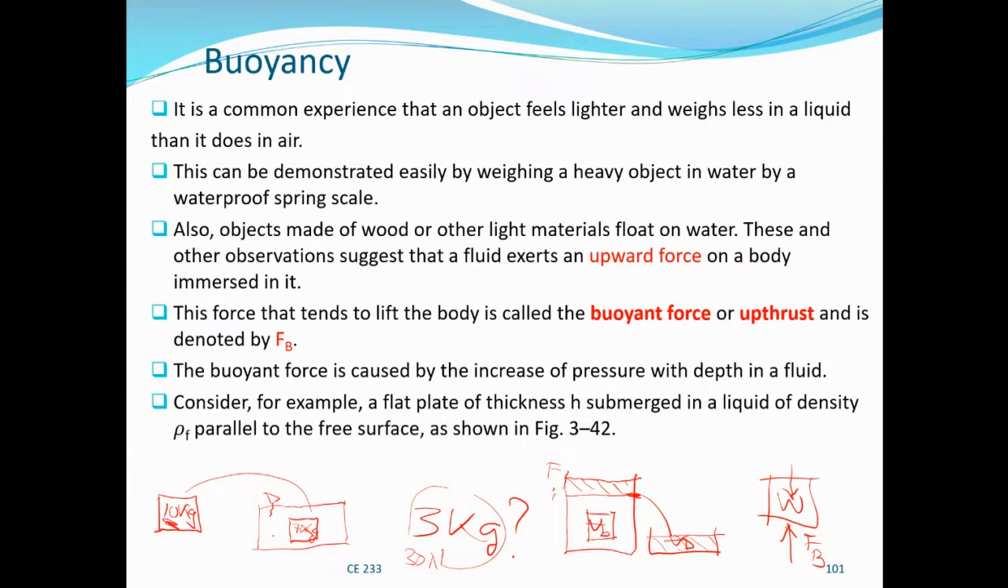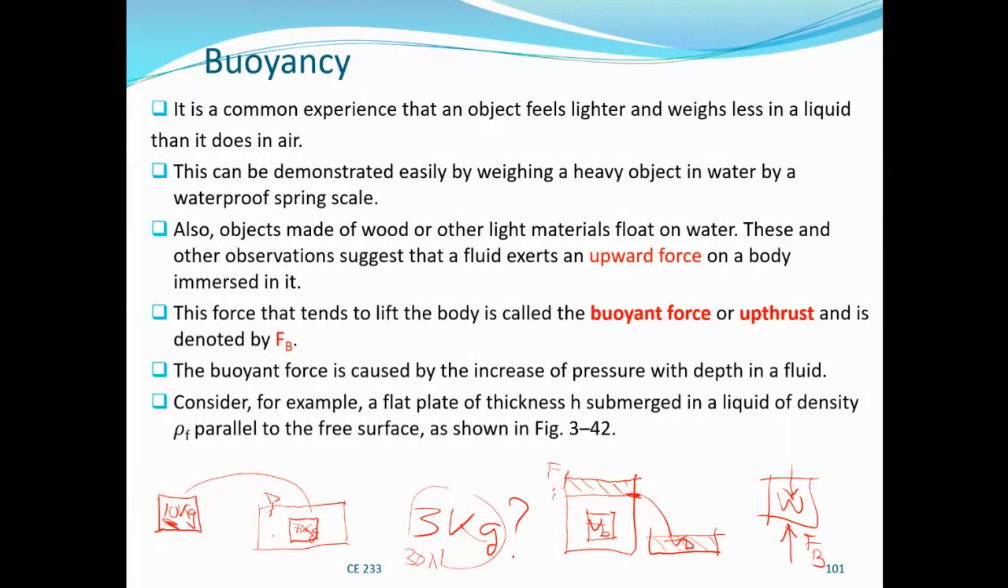Now, this can be demonstrated easily by weighing a heavy object in water with a waterproof spring balance, which I just finished explaining here. Also, objects made of wood or other light materials float on water, and these and other observations suggest that a fluid exerts an upward force on a body immersed in it. So we are going to explain why objects float and why they sink. I think I explained this before when talking about density.